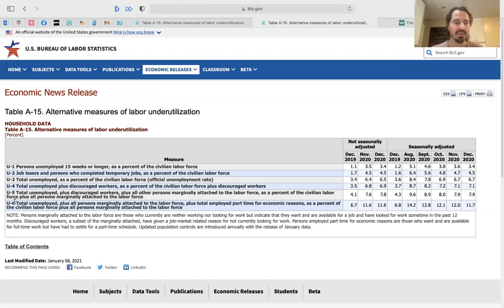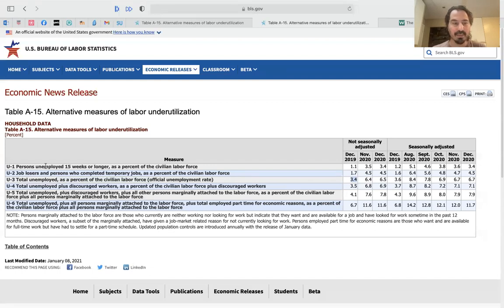Now, previously I told you that U3, that is the total unemployed as a percentage of the civilian labor force, is the official unemployment rate, right? So that U3 is what we know as the unemployment rate. So we can see here that in December, the unemployment rate was 6.7%. You can see that a year before it was down to 3.4%, very good, low rate. Okay, so the unemployment rate goes from U1 to U6.